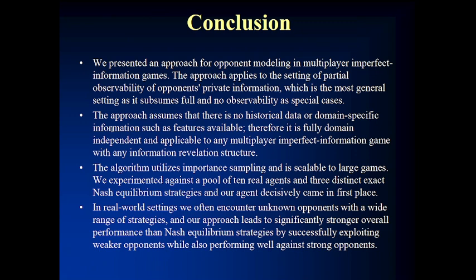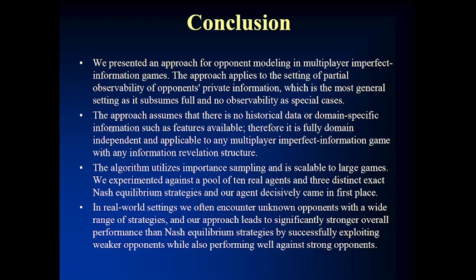So to wrap up, we presented an approach for opponent modeling in multiplayer imperfect information games. We studied arguably the most challenging setting, where we had no historical data and partial observability, which encompasses both special cases of full and no observability. We assume that no features or domain-specific information are available, so our approach is domain-independent. We expect it to be broadly applicable to multiplayer imperfect information games. It should be scalable to large games. It uses importance sampling and works in this smaller space of just k sampled strategies, which might be significantly smaller than the full strategy space of the game.